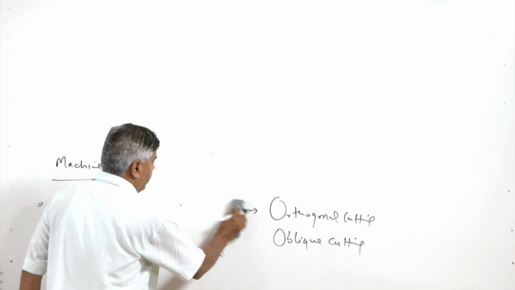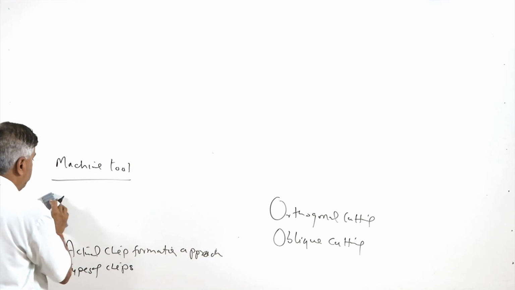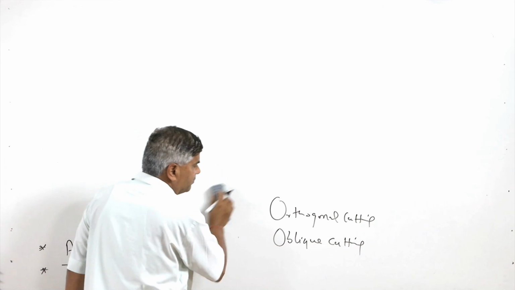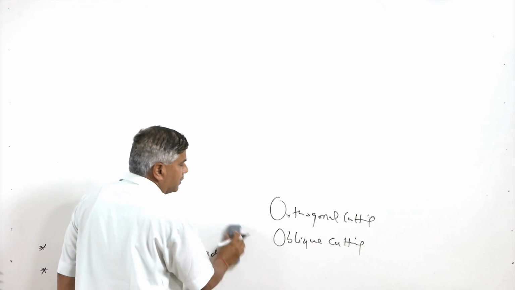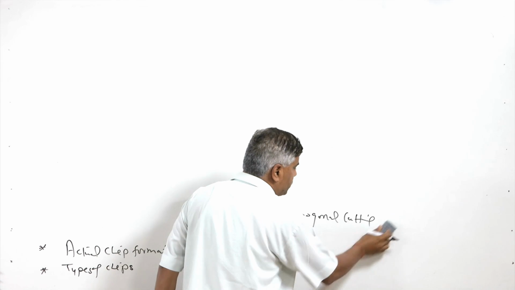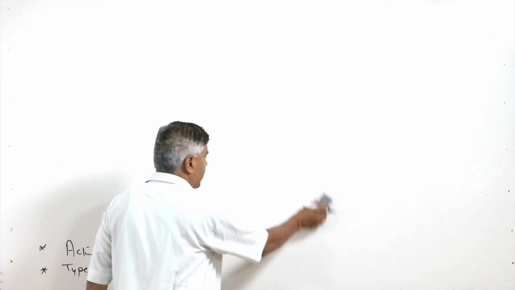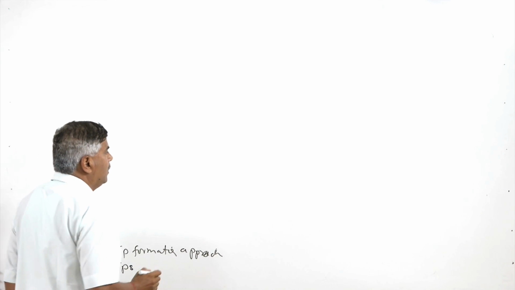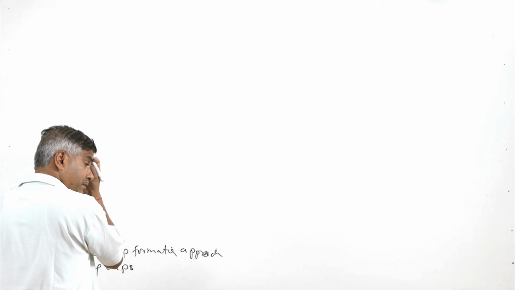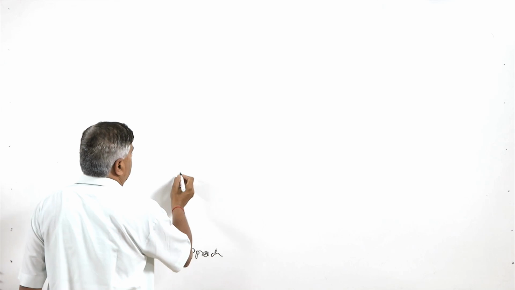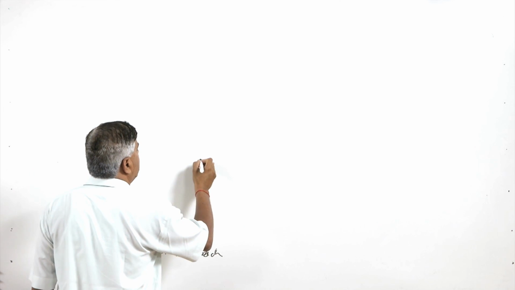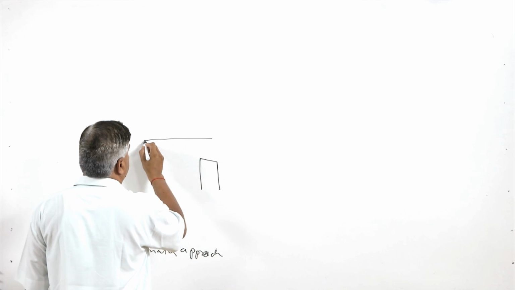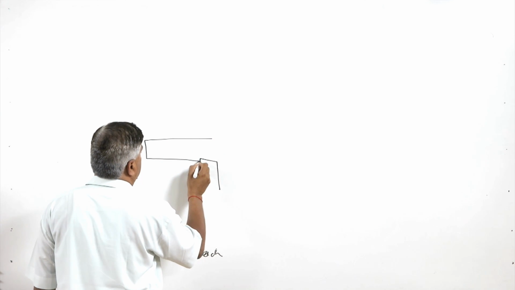So, the classification of metal cutting based on the geometry of the tool which interacts with the workpiece can be orthogonal cutting or oblique cutting. Say we are using a tool of this kind for the turning purpose, like this.